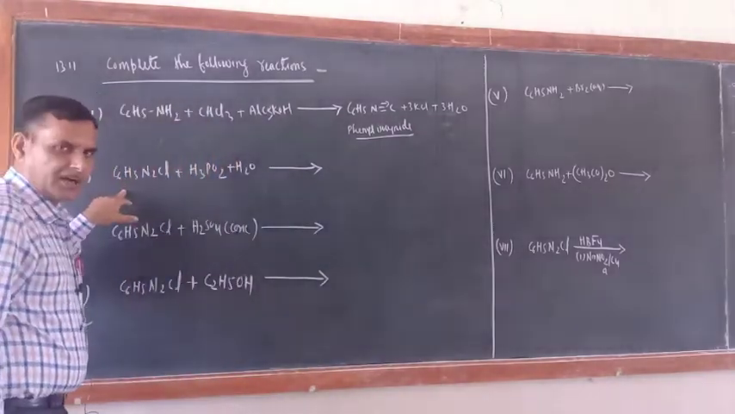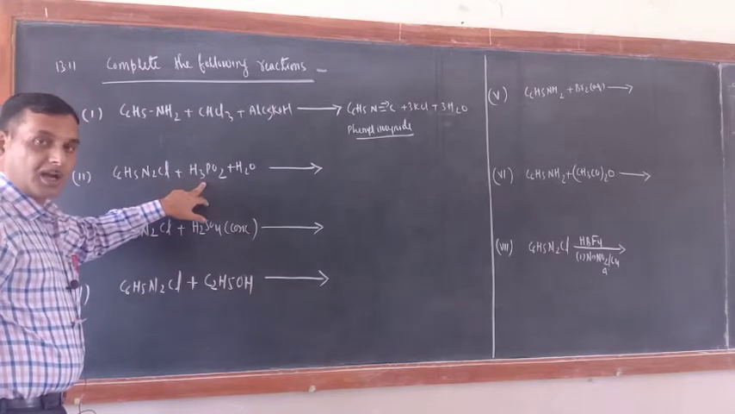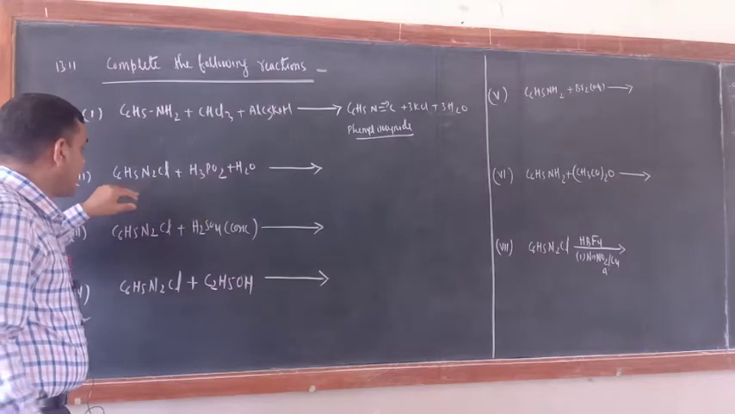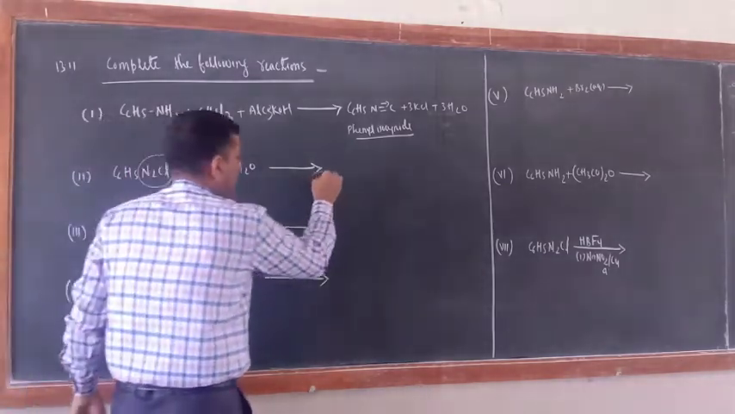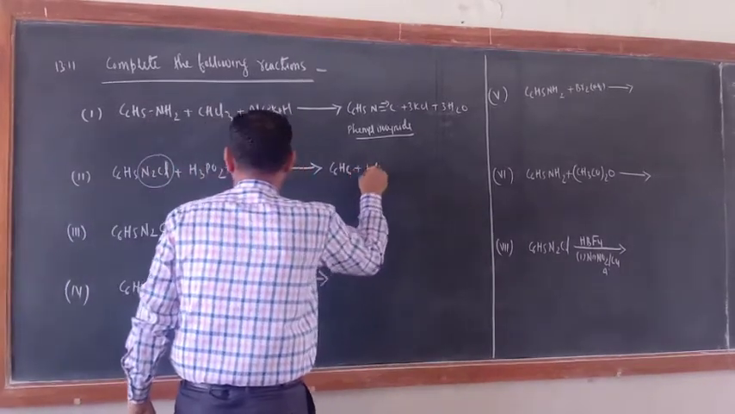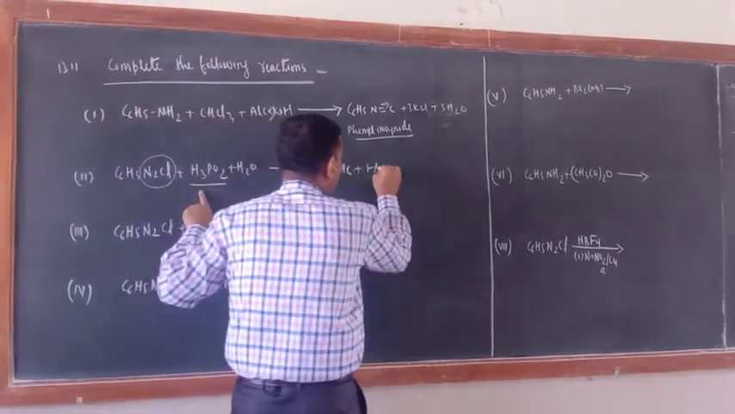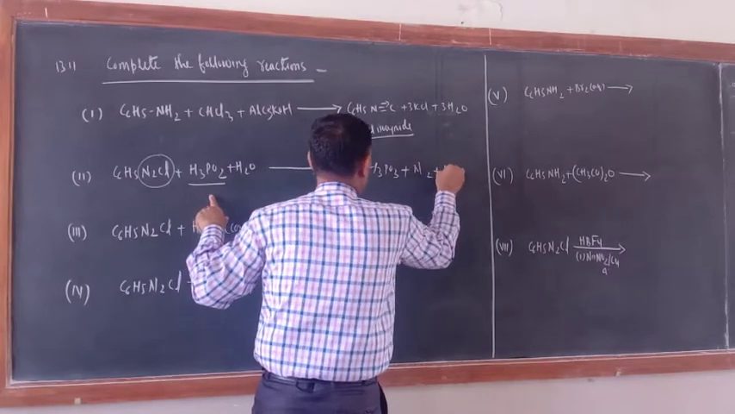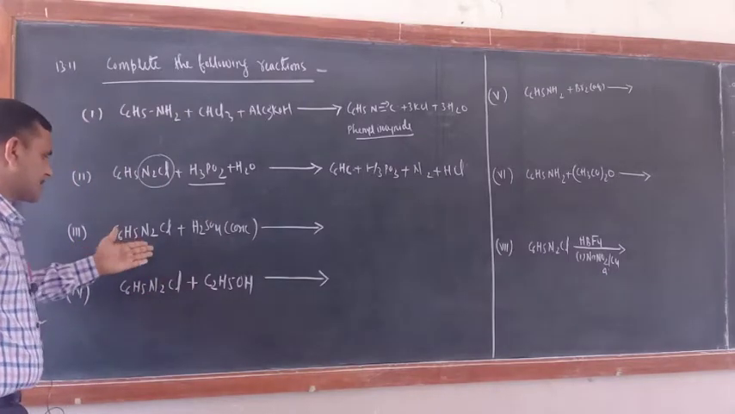Just see, already I told you that the reaction of benzene diazonium chloride with hypophosphorus acid is very important, because the N2Cl group will go away directly and benzene will be the product. One product is benzene, C6H6. Another, this is a reducing agent, so it will be oxidized into H3PO3, another product N2, another product HCl. Okay, please balance it also.